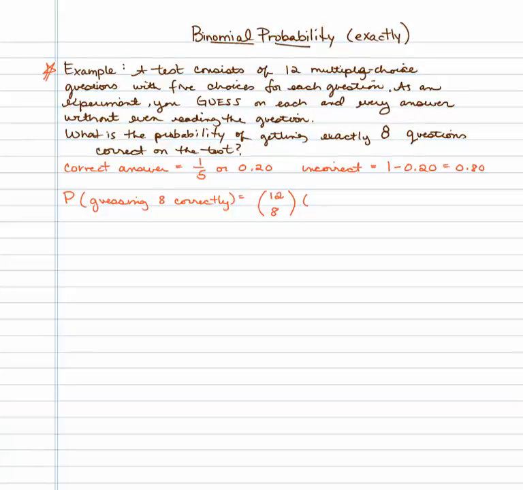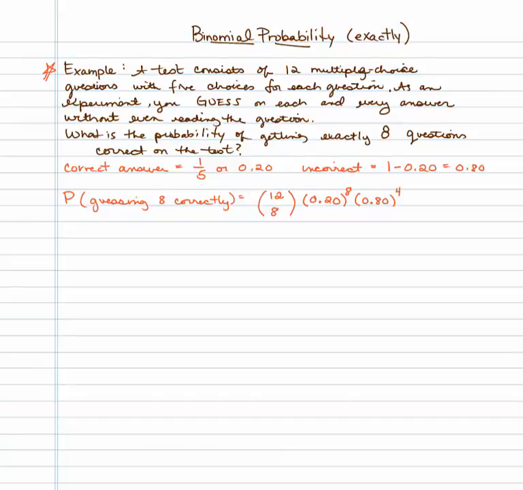Our probability, we have to kind of counterbalance this with its probability now. The probability of getting a question right is 0.20. And we want to raise this to the power of 8 because we want it right 8 times. But the probability of not getting it correct is 0.80. And we want that to happen 4 times.